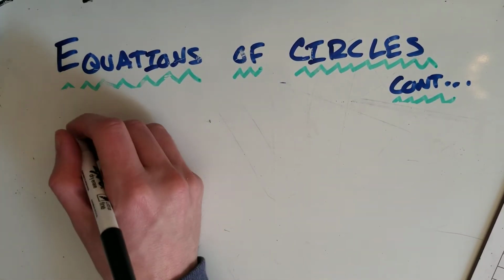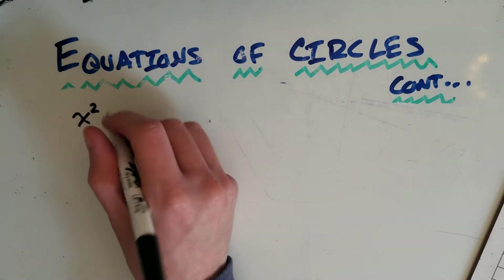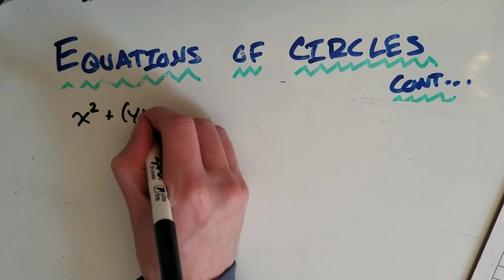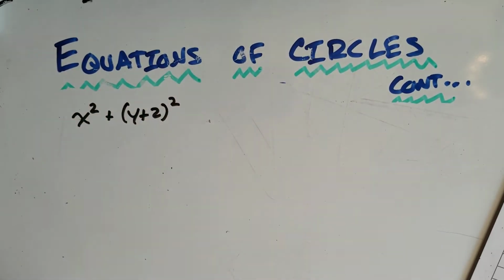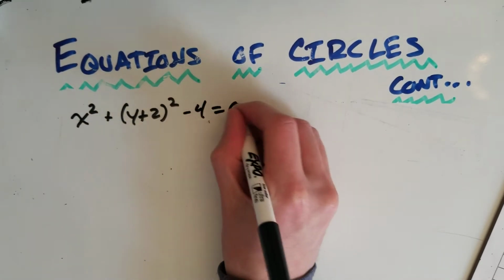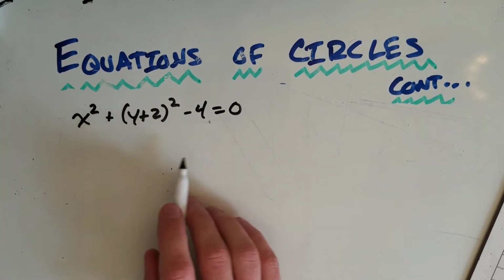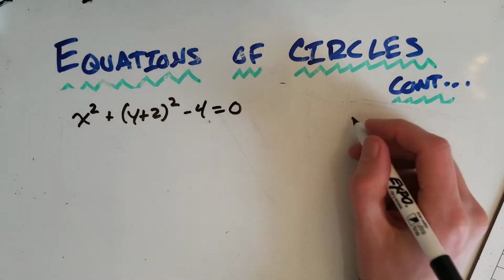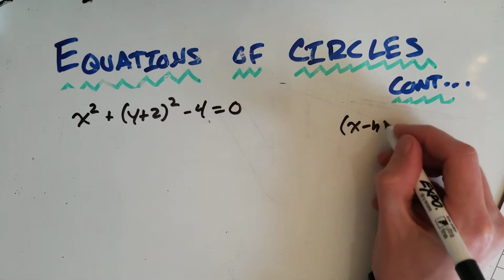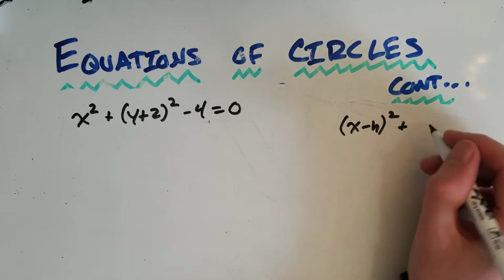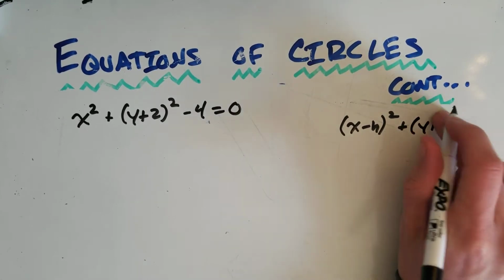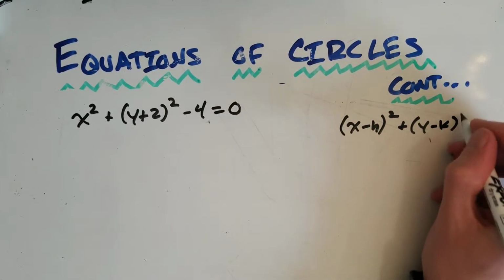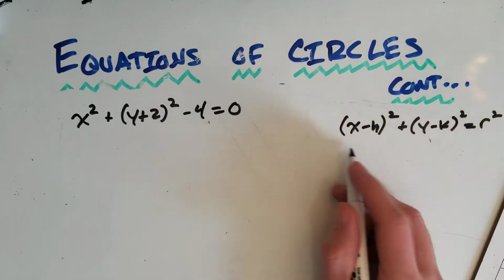The first one we're going to look at is x squared plus the quantity y plus 2 squared minus 4 is equal to 0. And we want to graph this. So we're going to try to graph this circle. In order to graph, we need to convert into our standard form of a circle, (x minus h) squared plus (y minus k) squared equals r squared. So we have to convert to this.